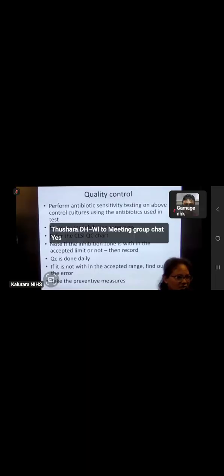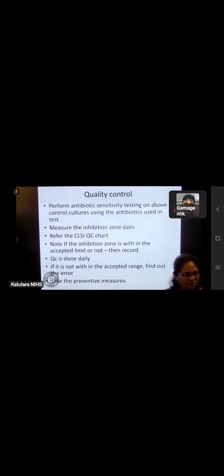Then note if the inhibition zone is within the accepted limit or not, and then you have to record it. If it is not within the accepted range, can you release the results of the test? There is an error, no? There is an error. Then you have to take the preventive measures, and you have to find out why this happened.